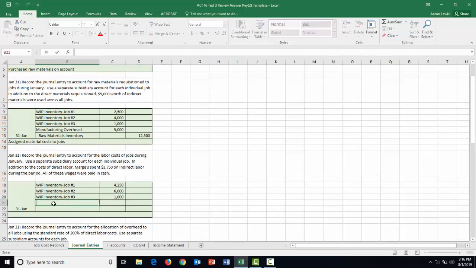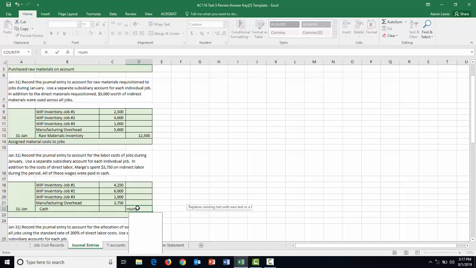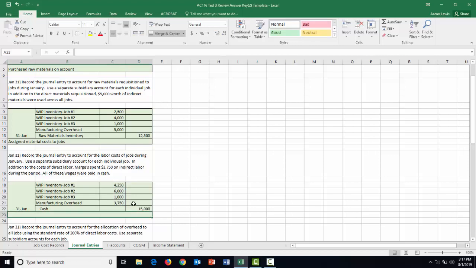We have an indirect labor cost. All indirects always get put into manufacturing overhead because we can't properly trace them to one job, and the amount of indirect labor going into manufacturing overhead is given in the description as $3,750. Last line says all of these wages were paid in cash, so we're going to credit cash for an amount that is equal to the sum of our 4 debits: $15,000.